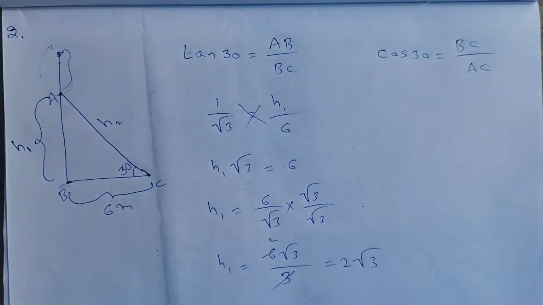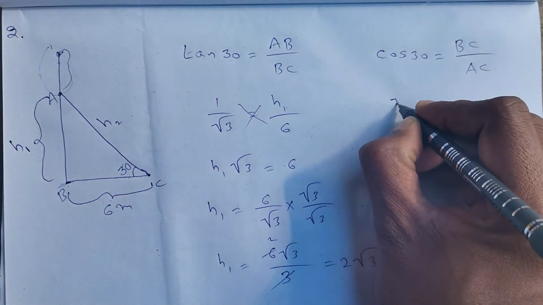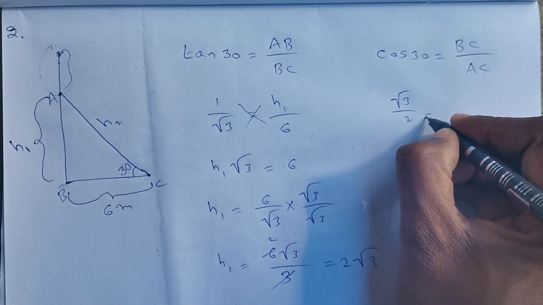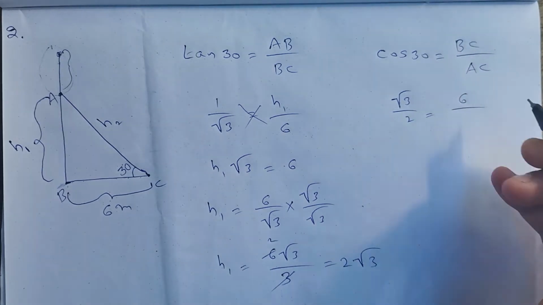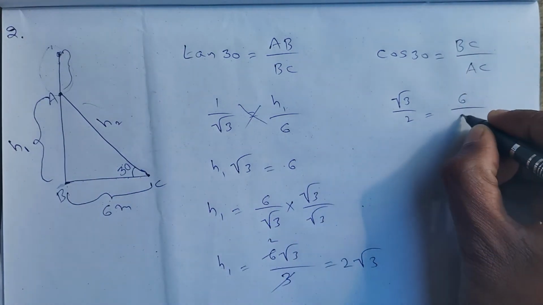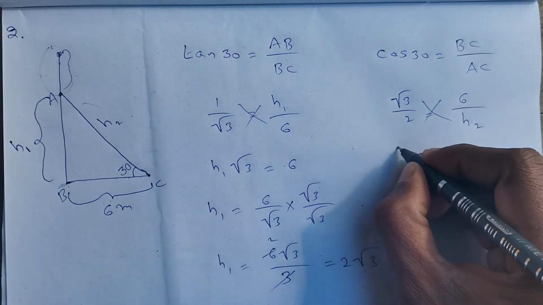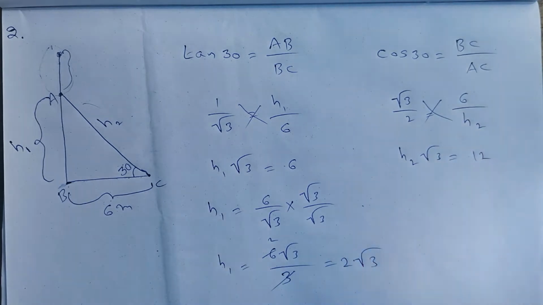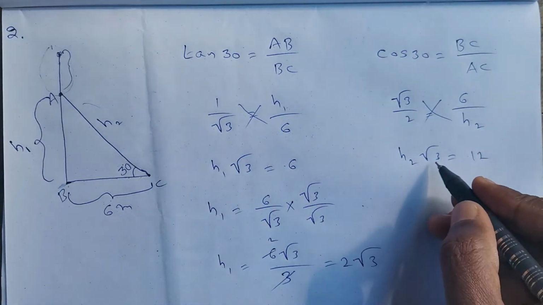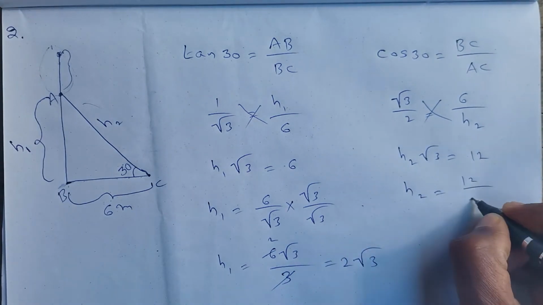So cos 30 value root 3 by 2 is equal to BC, which is given as 6 meters, divided by AC. We need to find out that, that is H2. If we do cross multiplication, H2 into root 3, H2 root 3 is equal to 6 into 2, 12. Now we want H2, so I will take root 3 to the right side. H2 is equal to 12 divided by root 3.